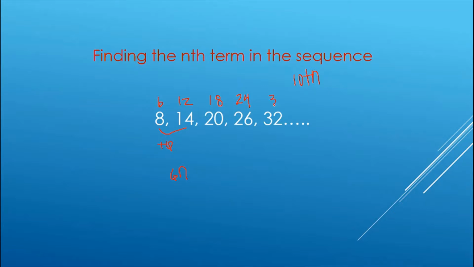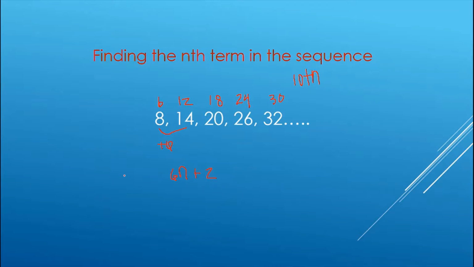Okay, now the next thing that we're going to do is think about what happened to 6 here to make it 8. What do we do to 6 to make it 8? So we add 6, 7, 8. So for this one, we're going to add 2. So 6n plus 2.